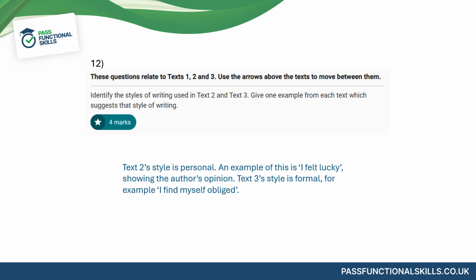And here we've got the written solution. So as we said before, you don't actually have to write too much for this, for saying it's 4 marks, as long as you do know how to answer it. So text 2 style is personal, we've got here for our first mark. Then they've given an example of that. So when they want an example, they want a quotation from the text. So I felt lucky. Showing the author's opinion. Text 3 style is formal. For example, I find myself obliged. That's an example of formal language. So we've got 4 marks there, 2 examples and 2 styles.